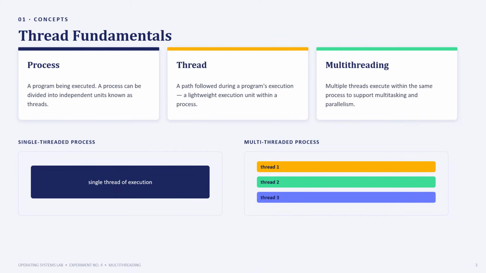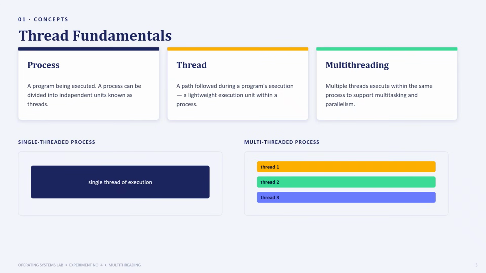Let us first understand 3 basic words: process, thread, and multi-threading. Don't worry, it is very simple. Process means a program which is currently running. For example, when you open a browser, that is one process. A process can be divided into small independent units, and these small units are called threads. Thread means a path of execution inside a program. You can say thread is a lightweight worker inside a process.